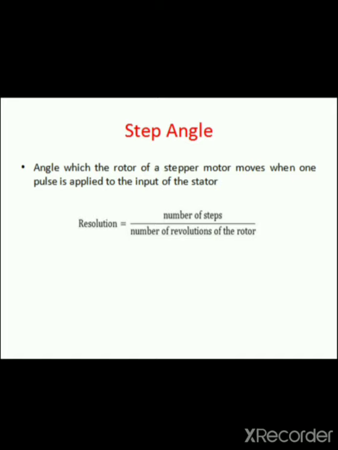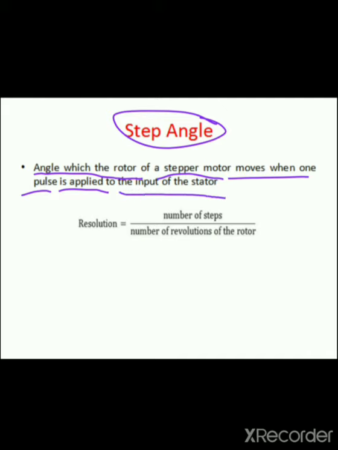The step angle is defined as the angle which the rotor of a stepper motor moves when one pulse is applied to the input of the stator. The positioning of a motor is decided by the step angle and it is expressed in degrees.